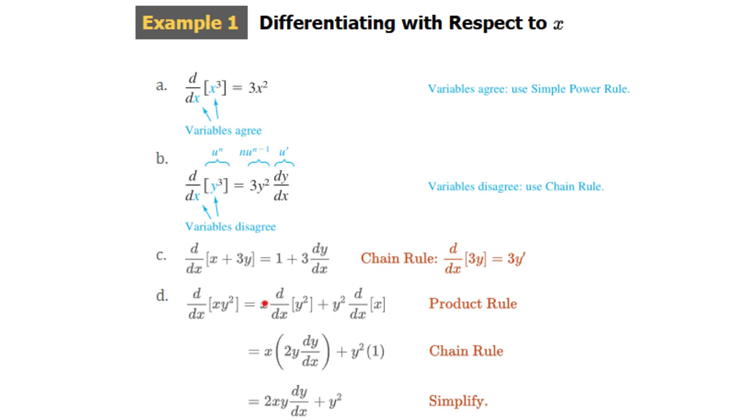So x times the derivative of y squared, that's going to be 2y dy dx. We'll see this notation. If the variables don't match, be sure to use this notation. Plus y squared dx of x. Those match, so the derivative of x is just 1. And then finally, we clean all this up. We get 2xy dy dx plus y squared.